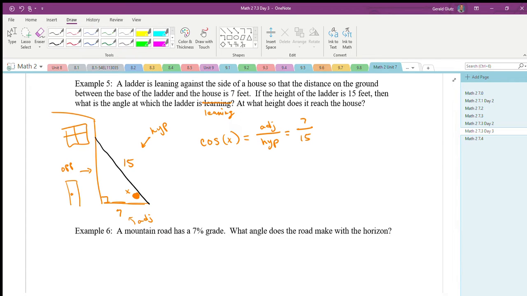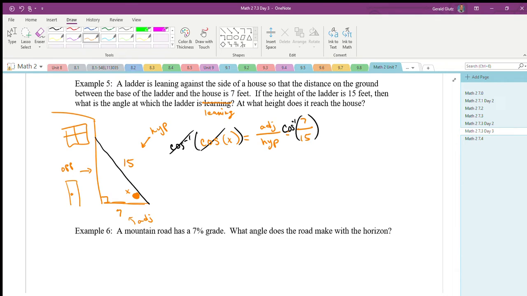So I need to get rid of cosine and just have x there. The opposite of cosine is inverse cosine, so I'm going to take the inverse cosine of both sides. Cosine and inverse cosine cancel each other out because they're inverses, so I'm just left with x on the left side. On the right side, we have inverse cosine of 7 over 15. So 7 divided by 15, and then inverse cosine.